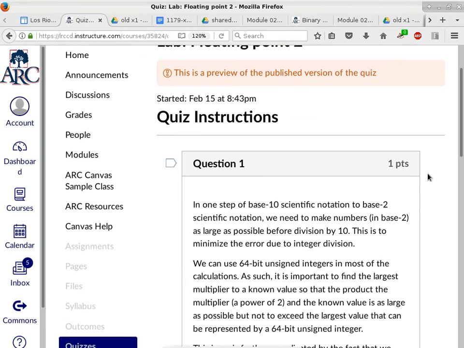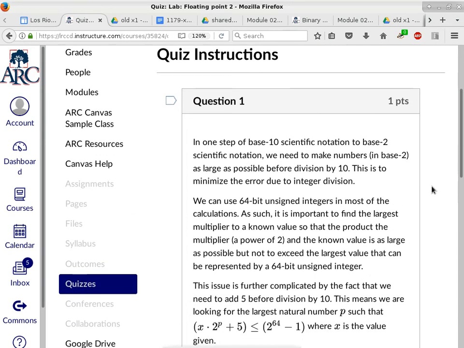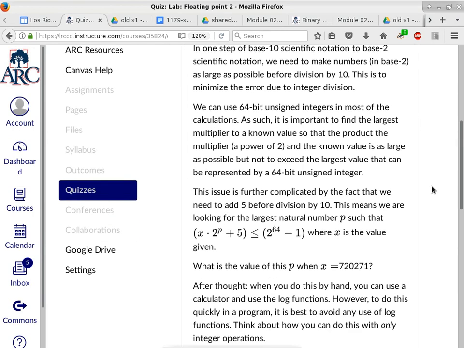Okay, so this is question number 1. This is the test. I'm actually taking the test myself. So in this particular question, the question is asking about this p. What is the maximum p as an integer so that, for a particular given binary number x, I want the product of x and 2 to the power of p plus 5 to be just less than or equal to 2 to the power of 64 minus 1, which turns out to be the largest value you can represent using a 64-bit unsigned integer.